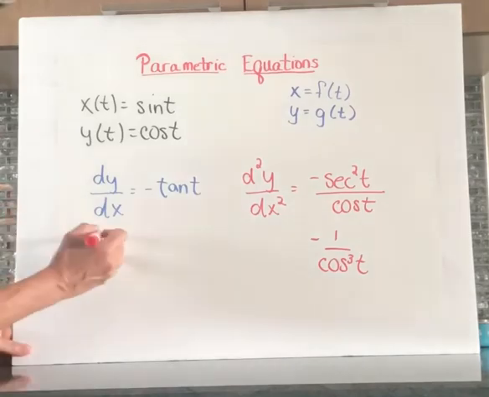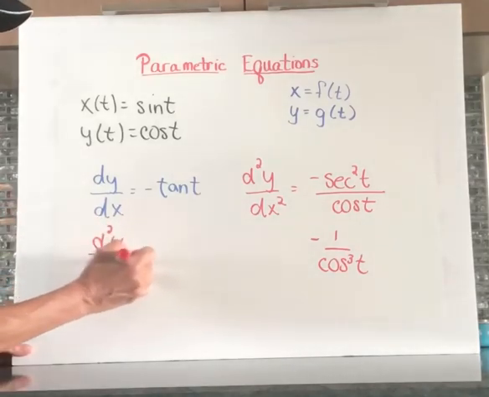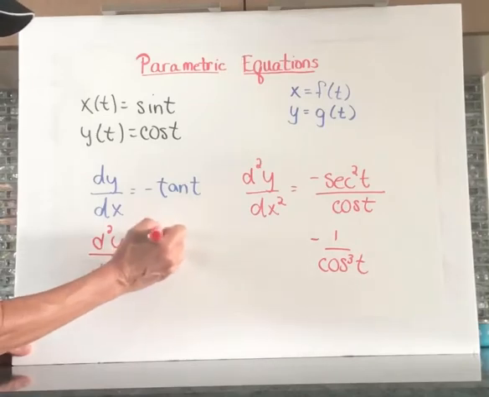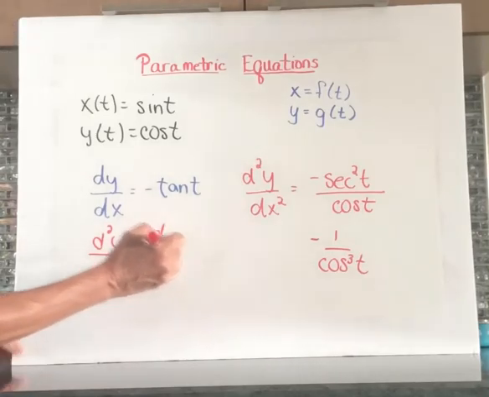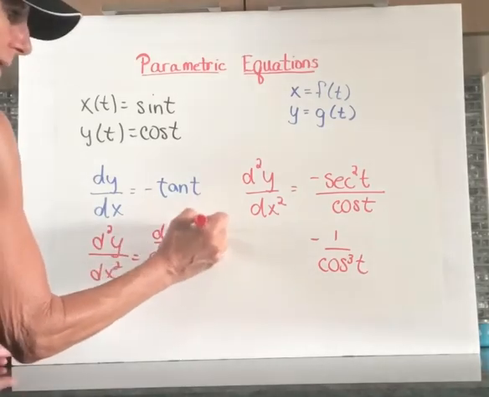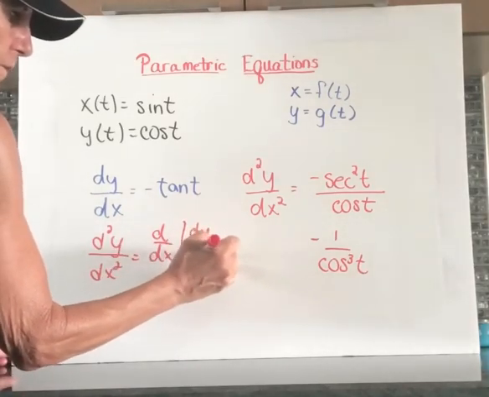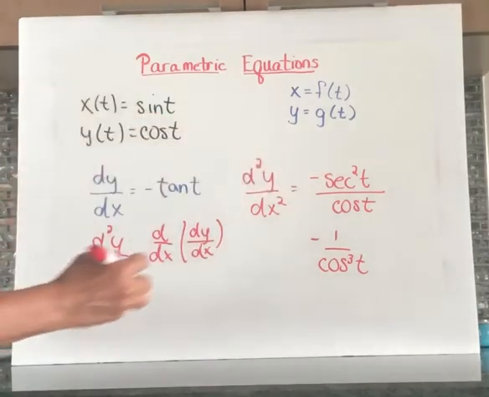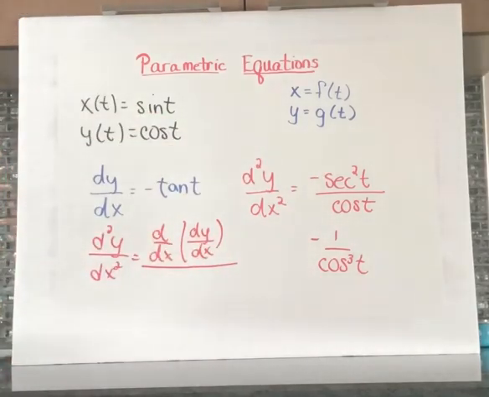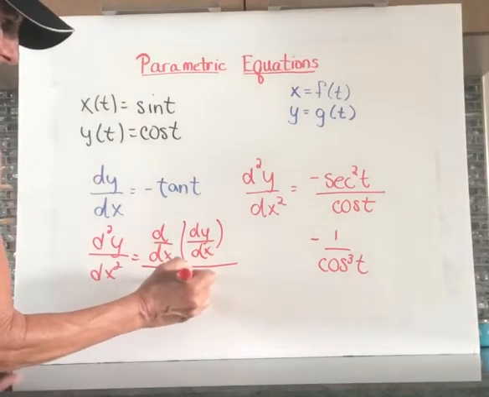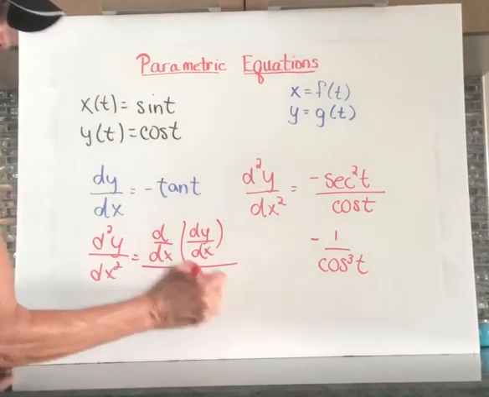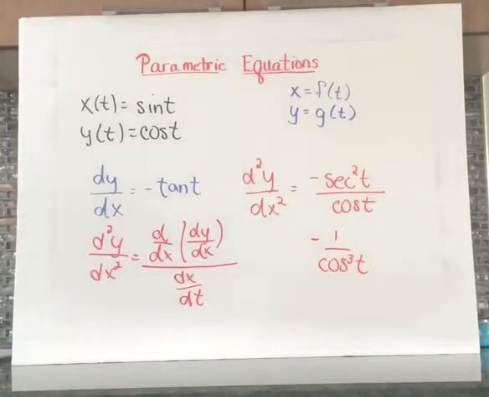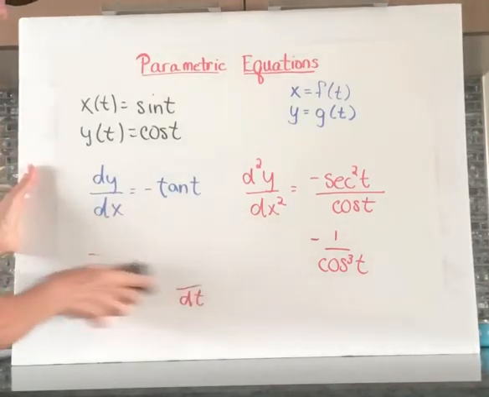The rule for the second derivative looks like this. d squared y over dx squared is you're taking the derivative with respect to x of dy/dx. So that was my derivative of negative tan, wound up over here. And the new part is now my derivative of the denominator is dx/dt. And that's just something that you have to memorize. Okay, we can look for horizontal tangents, we can look for vertical tangents, we can look for all kinds of things. So let me just get rid of this right here.